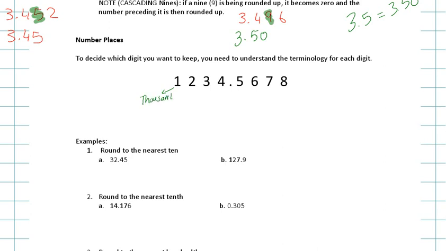Hundreds. Tens. And ones. Now after the decimal, we're going to go with tenths. So when the question says round to the nearest tenth, that means the first decimal place. Hundredths.